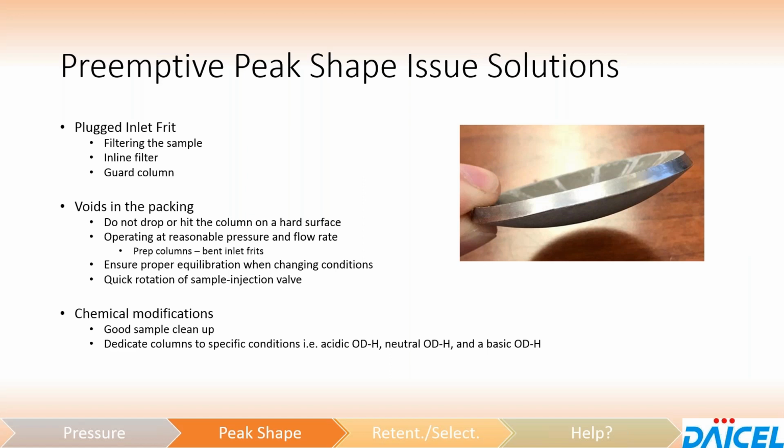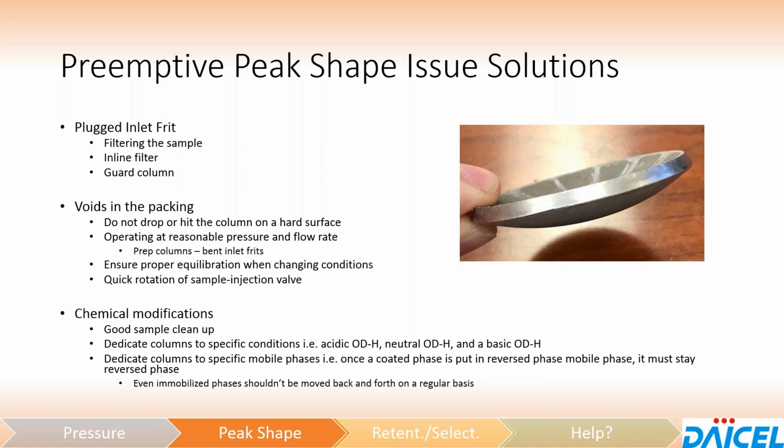It might be a good idea to dedicate columns to specific conditions. So for instance, in our lab, we have 3 different columns for OD-H, so 5 micron OD. We have one for acidic conditions, one for neutral, and one for basic. That is to ensure that any modifier or any additives that have been put through the column are only acidic, no additives, or basic. In case there is some kind of memory effect, slight changes in the conformation of the polymer, you won't see odd things when it comes to your chromatography if you do this.